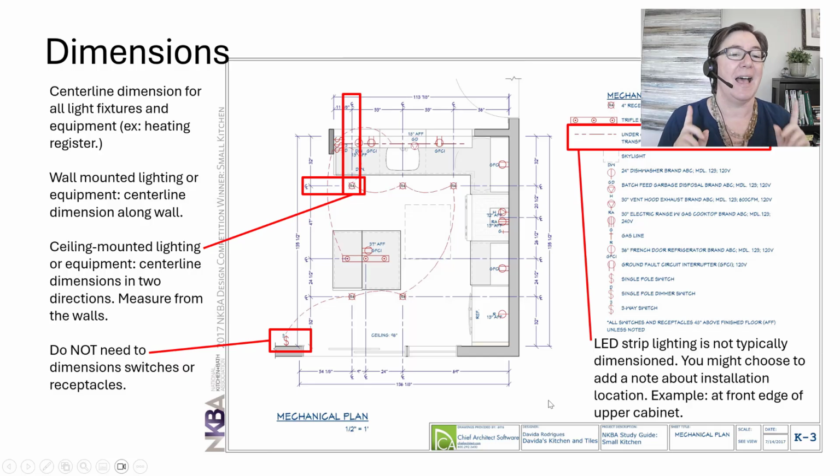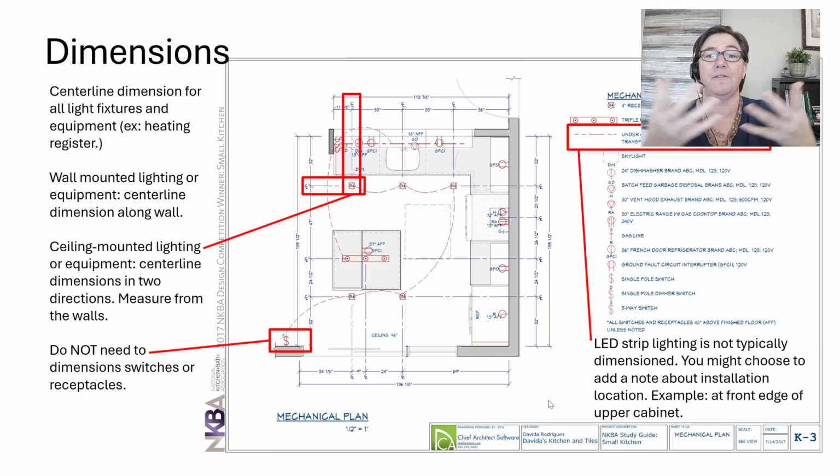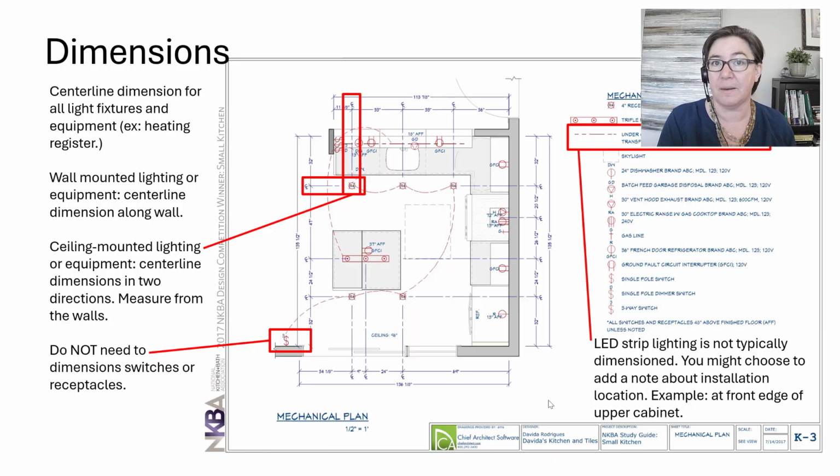For anything that's kind of floating in the room, we need to centerline dimension it, but they get two. They get centerline dimensions in two directions, measured from the walls. I like to think about this very much like I just mentioned with the islands in the floor plan, as kind of a Cartesian coordinate. We need to locate that piece of equipment in the X and Y direction.